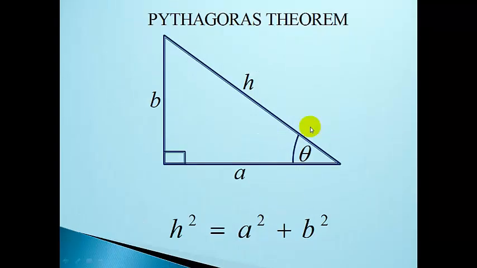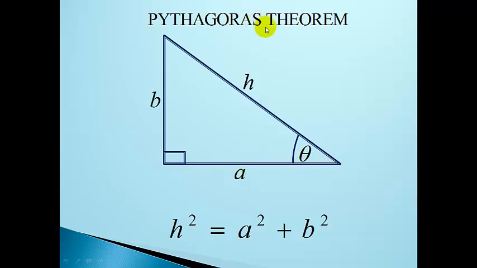Now let's look at the Pythagoras theorem. Considering the right angle triangle, the angle at this point is 90 degrees, and the side opposite to the 90 degrees angle is called the hypotenuse. That is the longest side of the right angle triangle. We have our angle theta. The side B is opposite to the angle theta, and because H is the hypotenuse, the adjacent side is A.